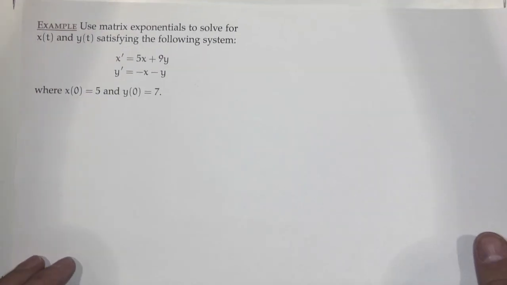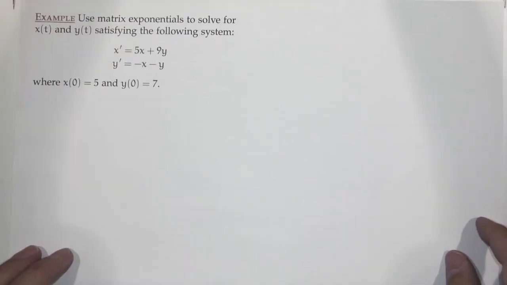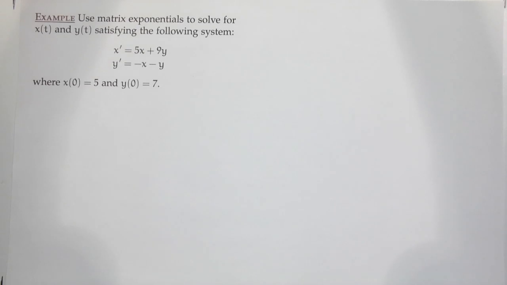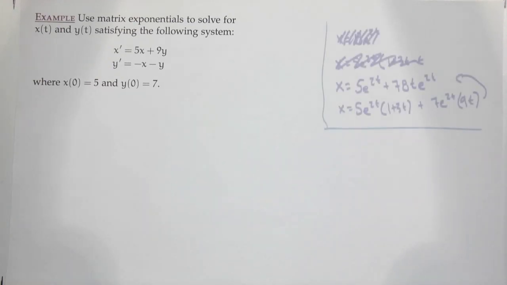All right, so, another example. Use matrix exponentials to solve for x of t and y of t satisfying the following system. X prime equals 5x plus 9y. Y prime equals minus x minus y. Where x of 0 equals 5 and y of 0 equals 7.